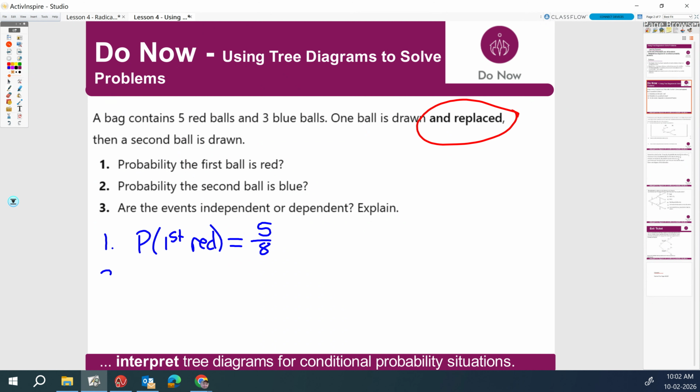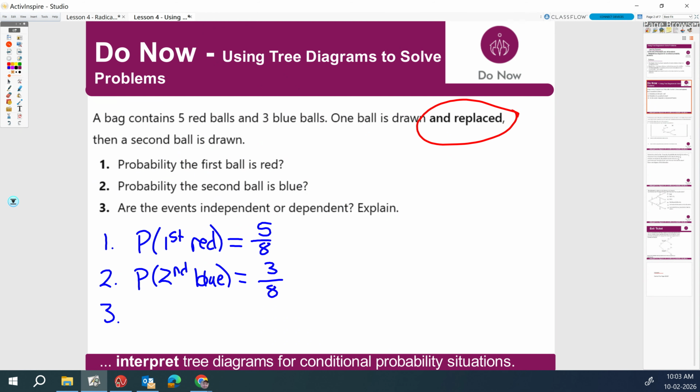The second question, we want the probability that the second is blue. Now because the red ball has been replaced, how many balls are in the bag now? 8. Because the red ball gets replaced, there's still 8. In this case, it's going to be 3 out of 8. Now for the third question, would it matter whether that was the first ball drawn or the second ball drawn? No. It's still going to be 3 out of 8.